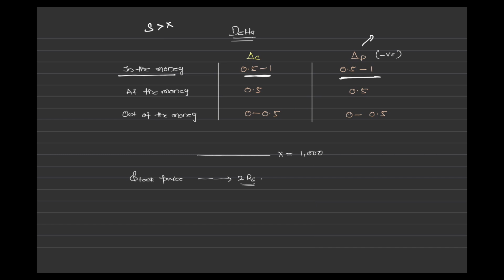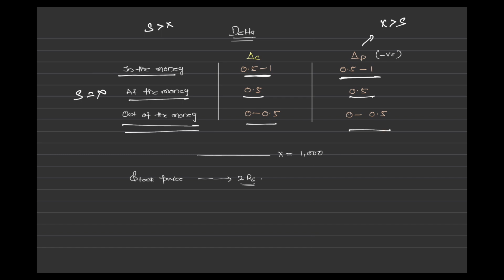When the exercise price is greater than the stock price, or the stock price is less than the exercise price, then the put is in the money. At the money: when the stock price is equal to the exercise price, the delta of call is 0.5 and the delta of put is 0.5. When it is out of the money, the delta of call is between 0 and 0.5, and the delta of put is between 0 and 0.5.